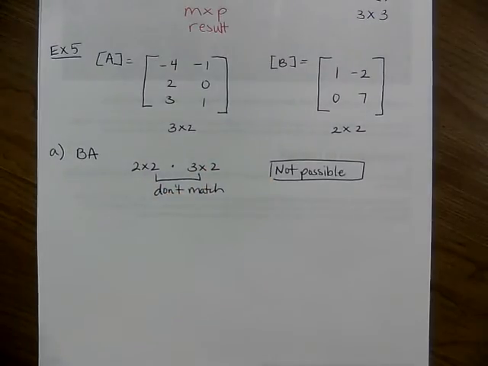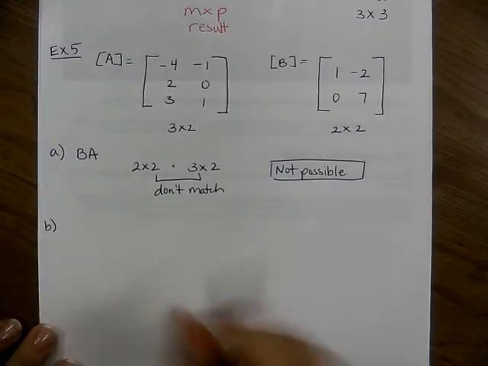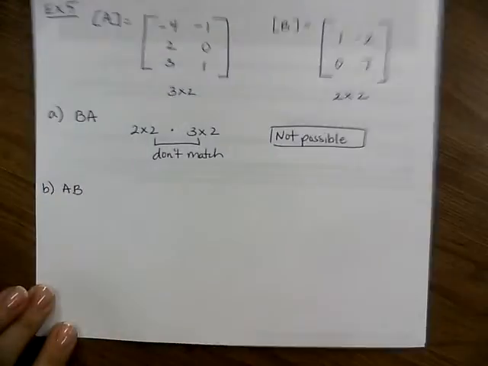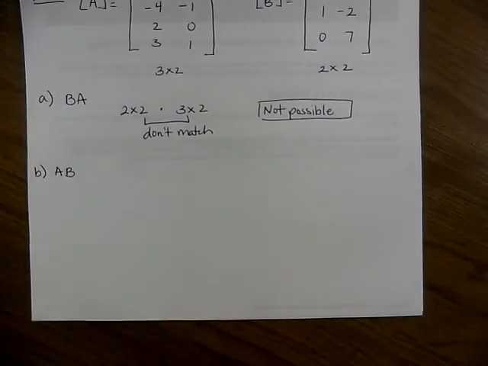Alright? So it's like a little gift if you're given a problem like that, because there's nothing to do. You're done. Now, if you were given A times B, the order is different. It's not like real multiplication, right? If you take 2 and multiply by 3, it's the same as if you take 3 and multiply by 2, right? That's not true for matrices. So you've got to really check those dimensions.